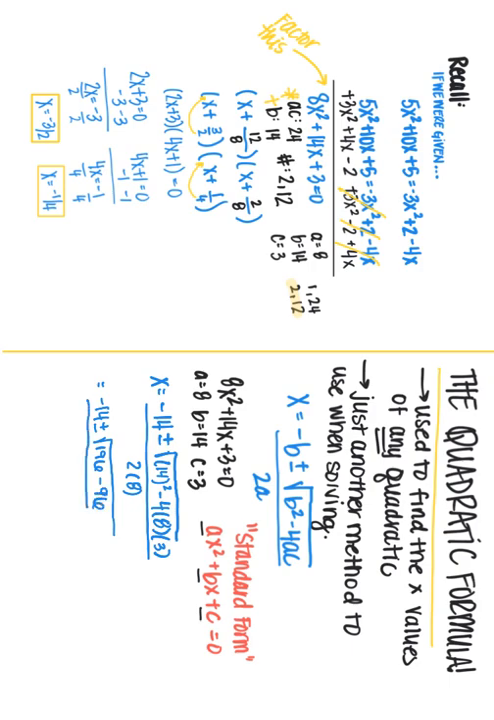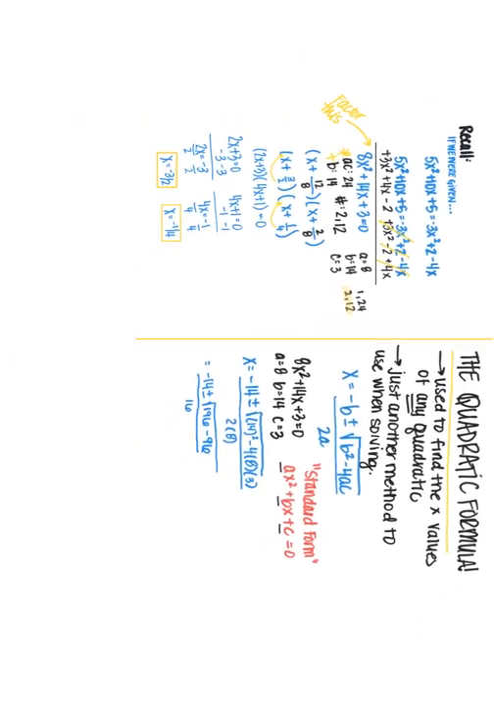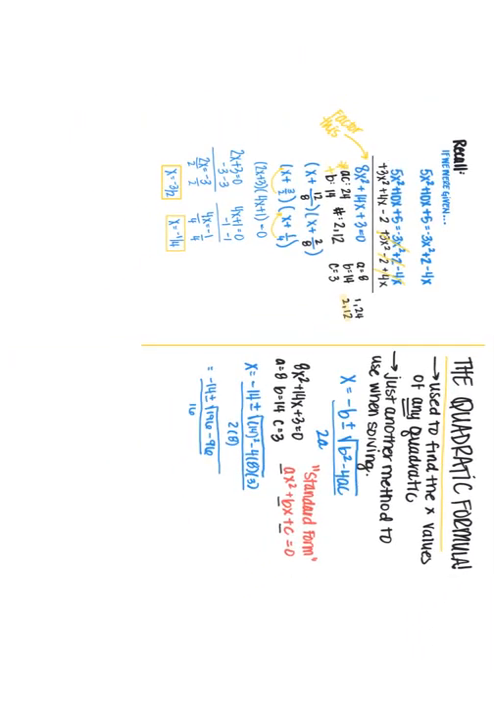And it's all over 2 times 8, which is 16. All right, I'm going to zoom out a little bit so we have some more room. From here, we're going to keep simplifying. So we have negative 14 plus or minus, and then 196 minus 96 is the square root of 100, all over 16. Okay. And then simplifying again, we have negative 14 plus or minus the square root of 100 is 10, we know that, all over 16.